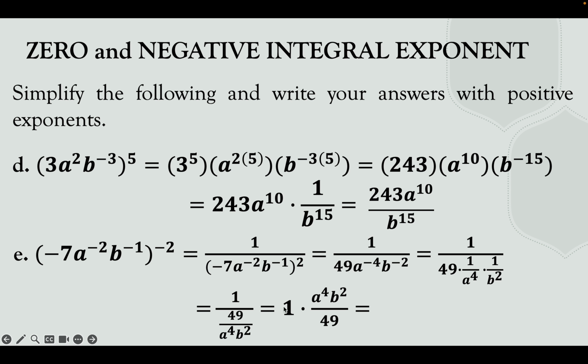Okay, how to simplify again this one? You just need to change the operation into multiplication, and the denominator, you just need to reciprocal it. So we have a raised to 4 times b raised to 2 now as our numerator, and our denominator is 49. So that means the answer here is a raised to 4, b raised to 2 over 49.